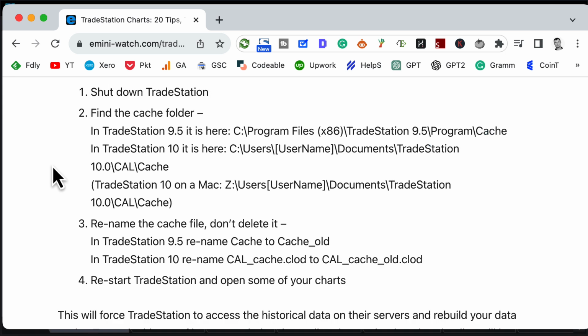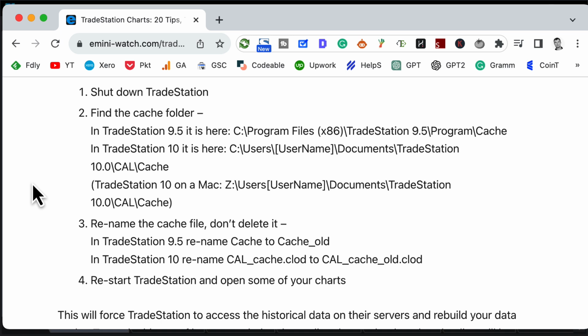So there are instructions here for both TradeStation 9.5 and TradeStation 10. And essentially what you're doing is you're shutting down TradeStation, you're finding this old cache, you're renaming that cache file, and then restarting TradeStation and opening some of your charts. And what that does is it forces your version of TradeStation to go back to the TradeStation servers and re-download fresh data for your charts, starting afresh, if you like.